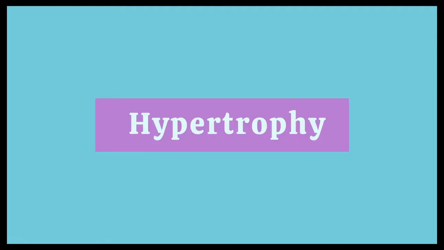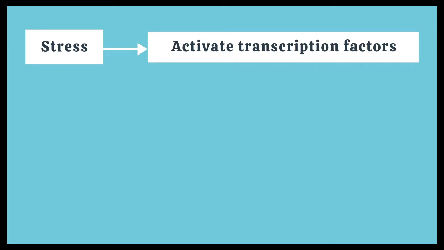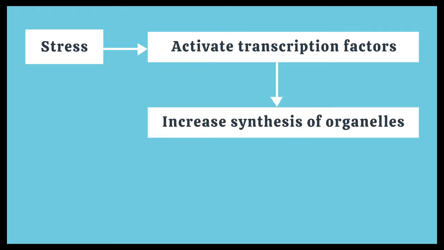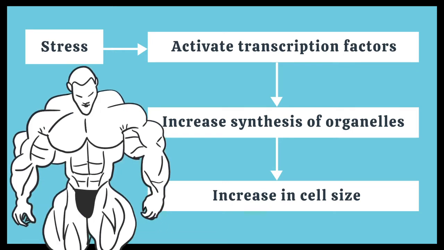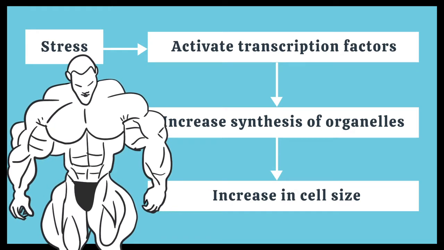The second adaptation of the cell that results in increased organ size is hypertrophy. Stressful stimulations can activate transcription factors and growth factors, which work in unison to make your cell a protein factory that results in the multiplication of organelles and eventually increasing the cell's size. This is called hypertrophy. You know the buff guy in the gym with the big hyped up muscles?